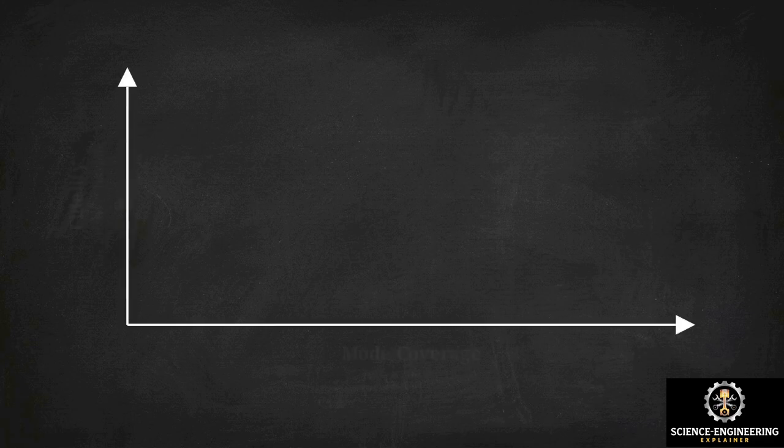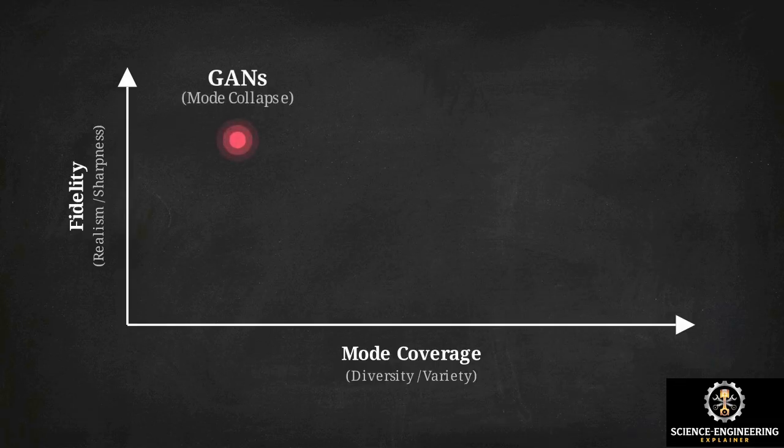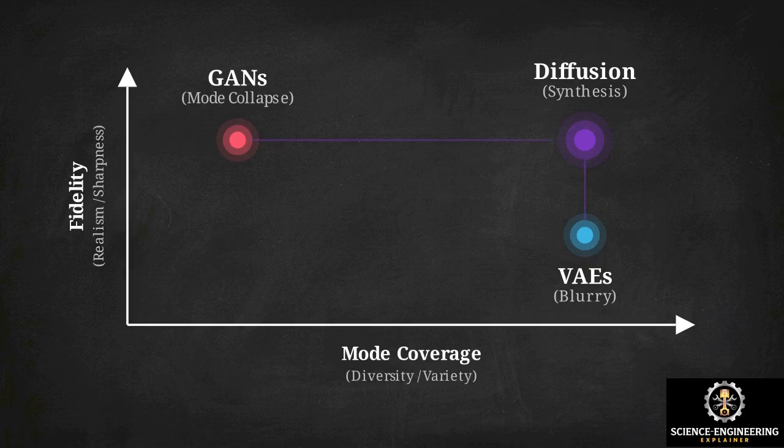Generative models are measured on mode coverage and fidelity. Generative adversarial networks land in the high-fidelity, low-coverage quadrant, suffering from mode collapse. Variational autoencoders occupy the high-coverage, low-fidelity corner, generating blurry samples. Diffusion models resolve this, achieving GAN realism with VAE coverage.